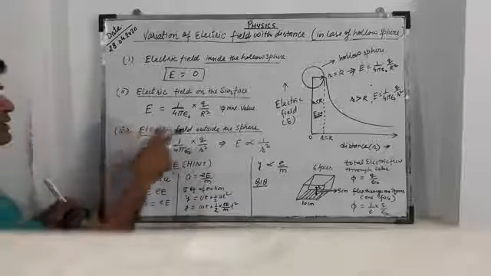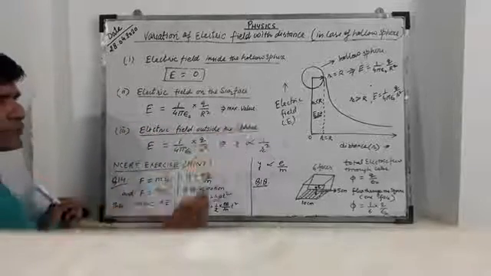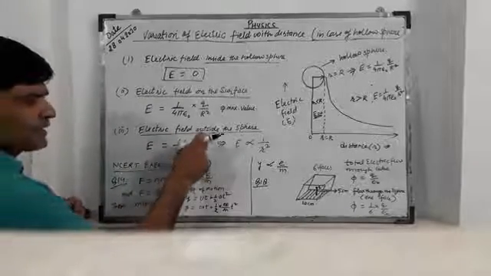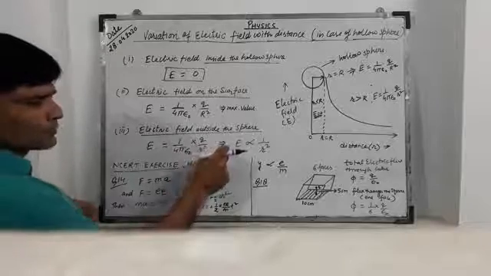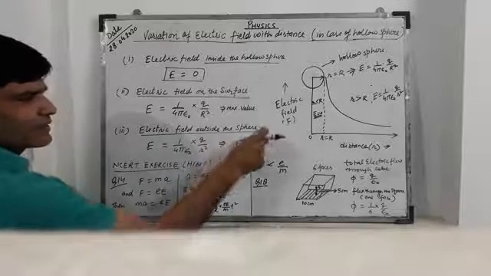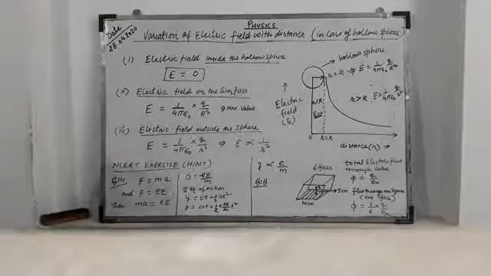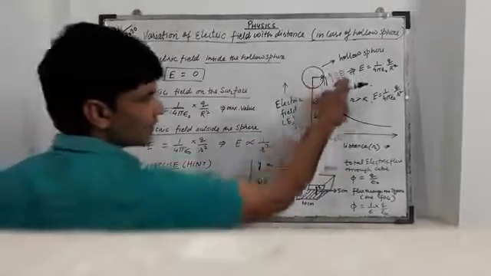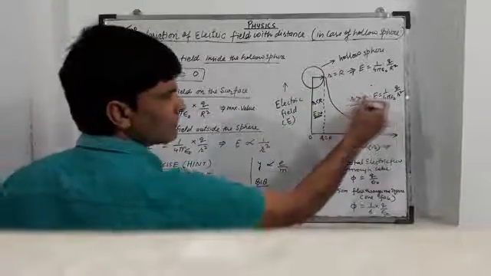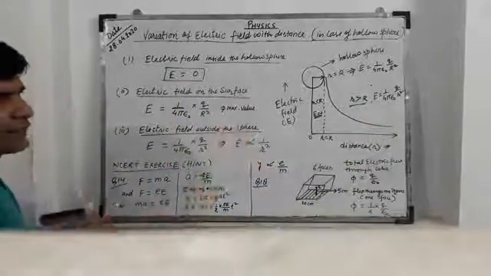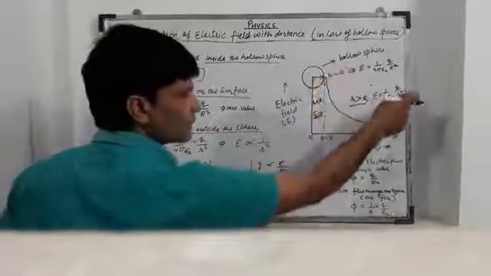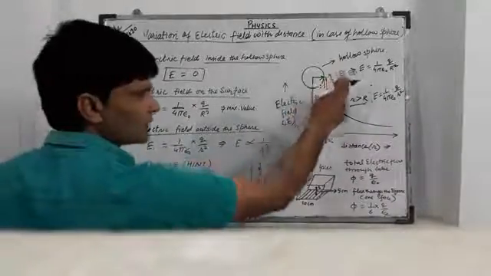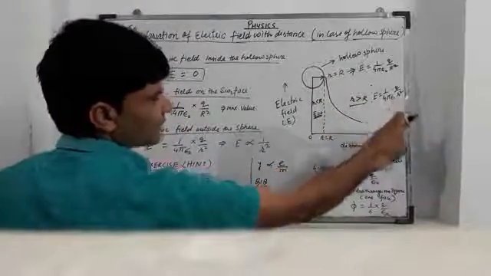Okay. Then in the third part, electric field outside the sphere, E is equal to 1 upon 4 pi epsilon naught Q upon R square, which represents that electric field is inversely proportional to square of distance outside the hollow sphere. This is represented by this portion. Then for r much larger than capital R, electric field decreases with the increase in distance. Okay, so this is the outside variation.